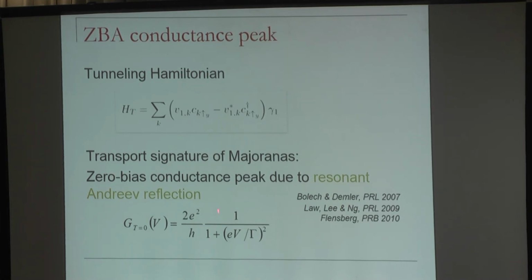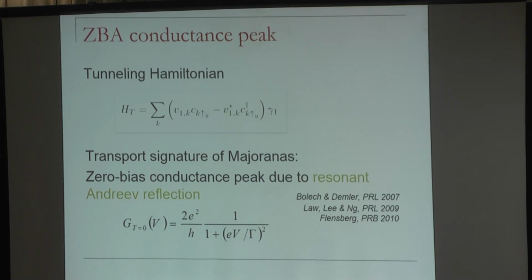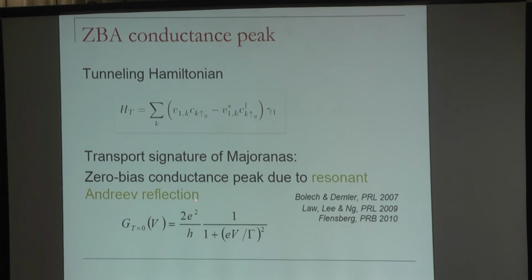The interesting point is that the peak height at zero temperature is 2e²/h. That sounds a bit strange at first because we have effectively spinless electrons. Only the spin up in y direction plays a role here. That's the only one that couples to this Majorana fermion. And usually the conductance per channel is e²/h. But the resolution is, of course, Andreev reflection.